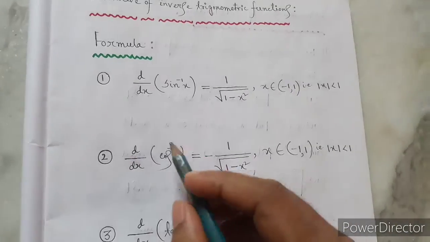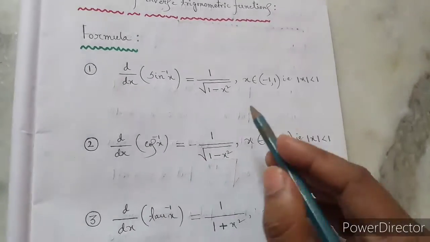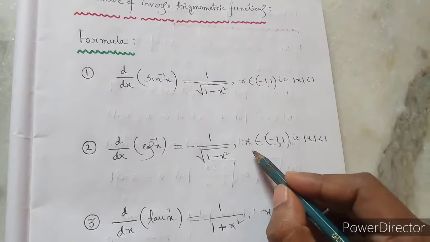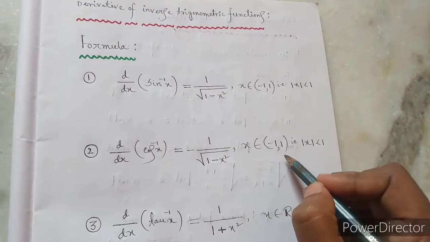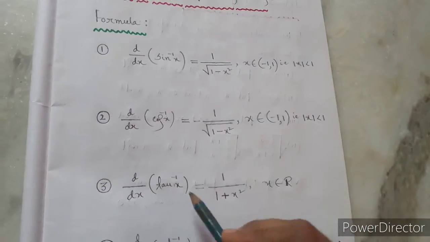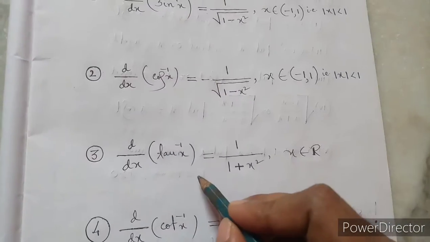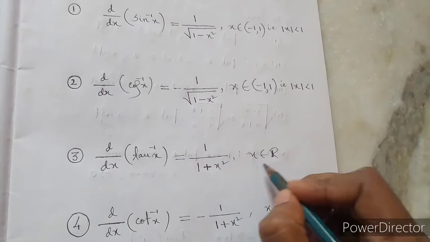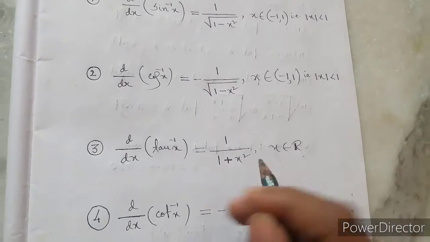Number two, d/dx of cos inverse x equals minus of 1 by root under 1 minus x square, where x belongs to open interval (-1, 1), that is |x| < 1. Number 3, d/dx of tan inverse x is equal to 1 by 1 plus x square, where x belongs to R, that means the set of all real numbers.